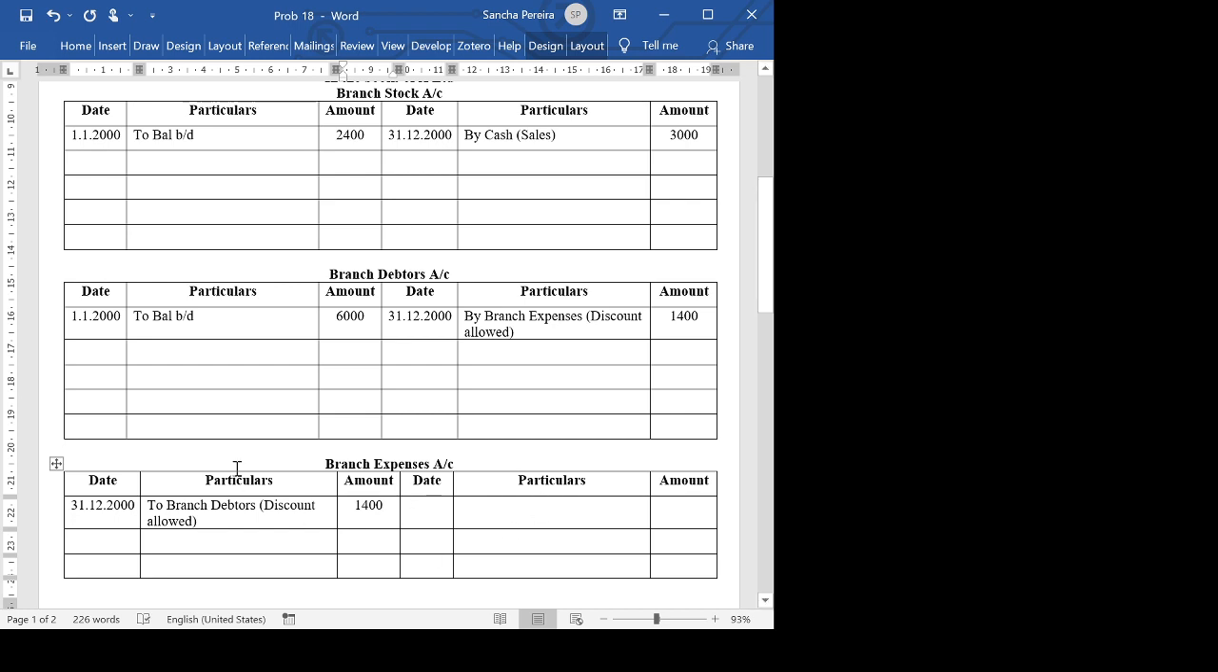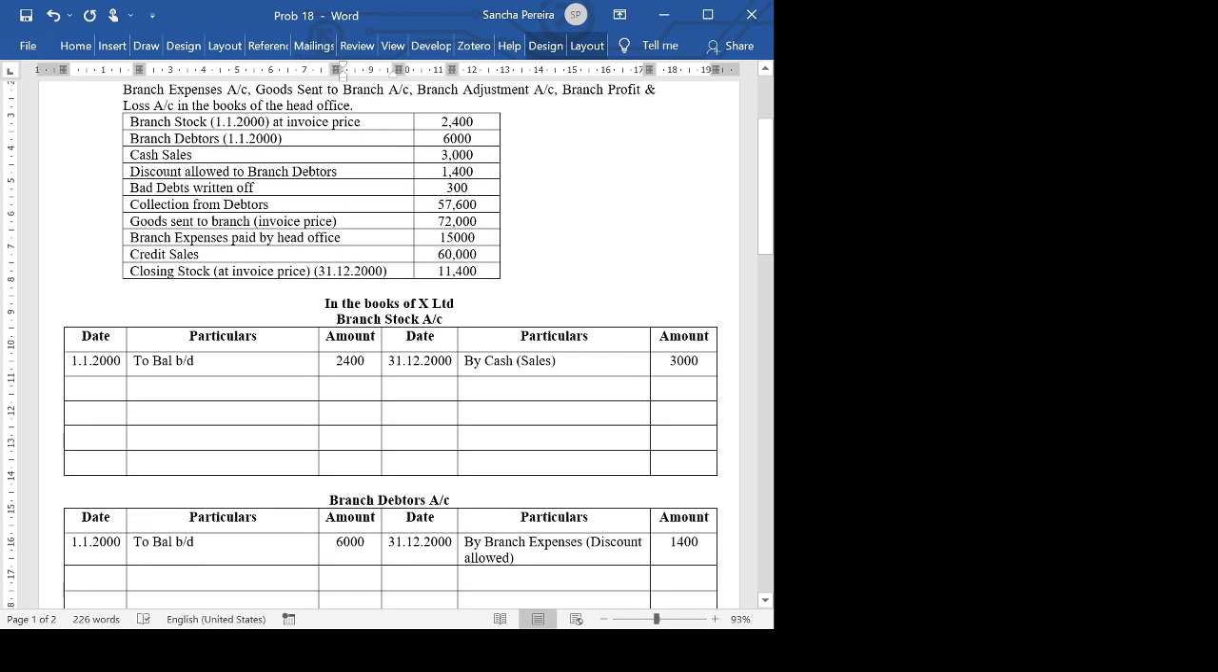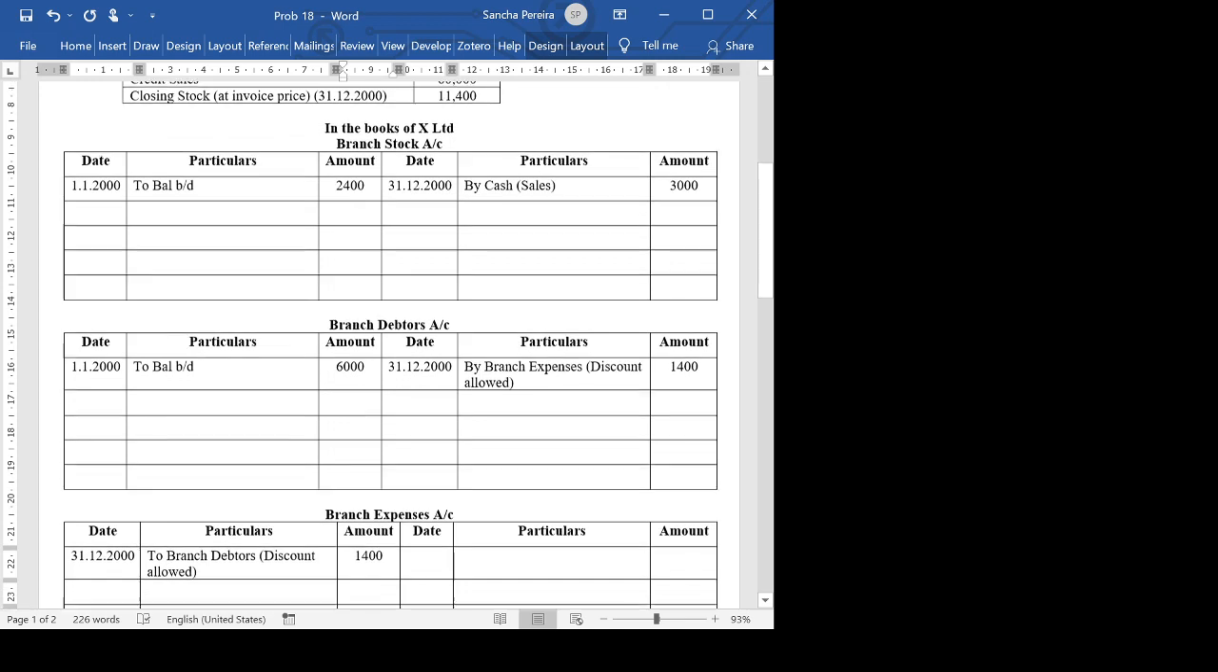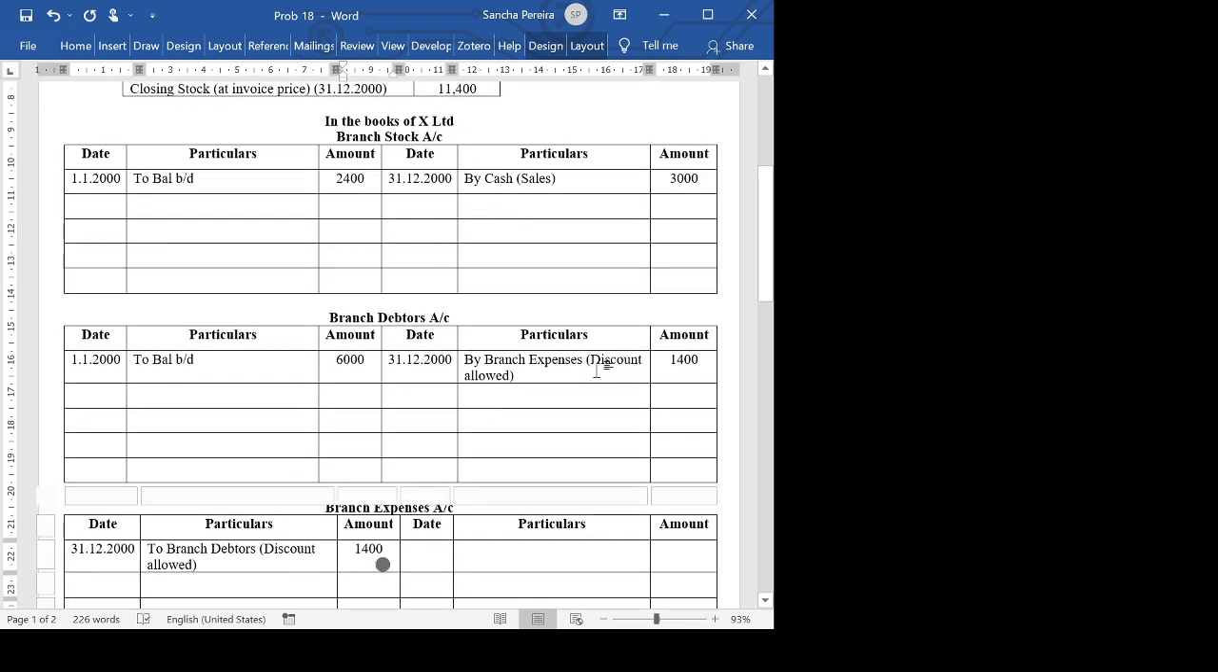You can also combine this discount allowed and bad debts. You could say discount allowed plus bad debts 1,400 plus whatever it is, or you can do it separately. Similarly, we also have bad debts written off 300. So again, I can just put a dash, discount allowed and bad debts. Anything is fine as long as it is mentioned by branch expenses. Again, by branch expenses, I won't put the date again because it's understood the same date carries on.